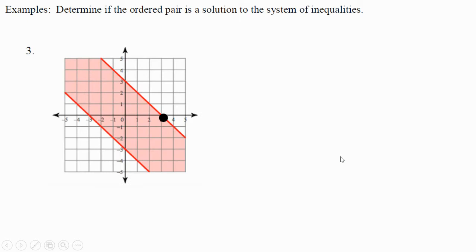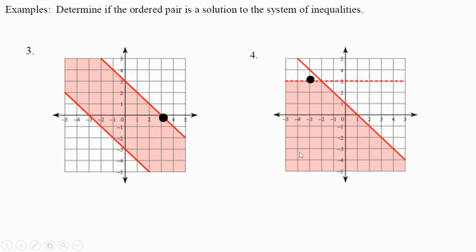All right, let's try this one. It looks like we have a line shaded above and a line shaded below. And we have a point on a solid line. So this one is a solution because it's on a solid line. It's in the shaded.